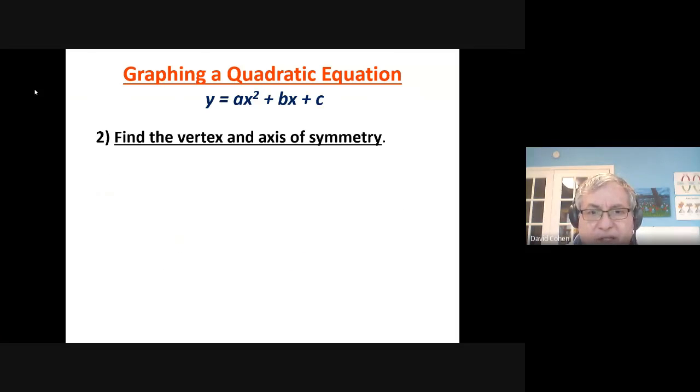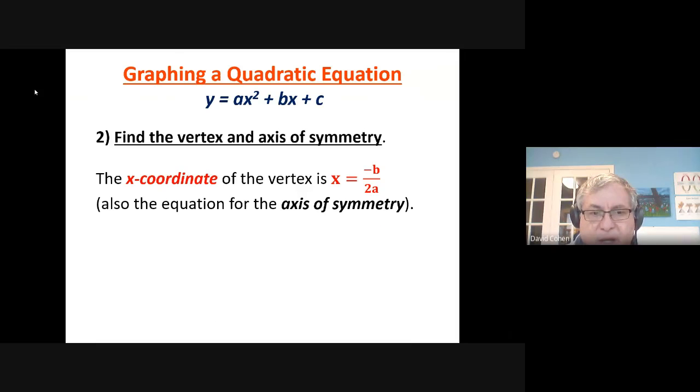When we find the vertex and axis of symmetry, sometimes we're going to use vertex form. We first use the x-coordinate of the vertex, sometimes known as h, and x equals negative b over 2a. This is also the exact same equation for the axis of symmetry. If you're asked for one or the other, this will get you that value. Once we establish what that x-coordinate value is, we plug it into the original equation, and that gives us the value of y.